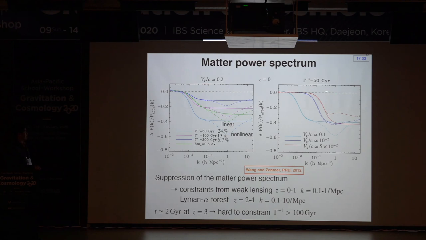And this plot shows, so I explained this one. And for this one, we fix the lifetime but change the kick velocity. So if you decrease the kick velocity, then your suppression scale goes to small scales, as I explained.